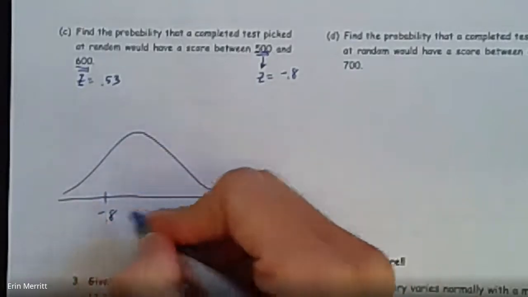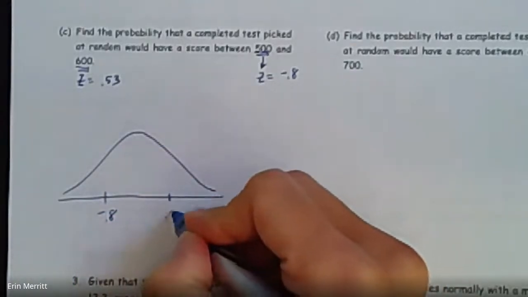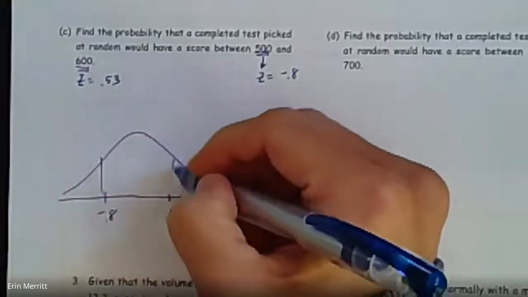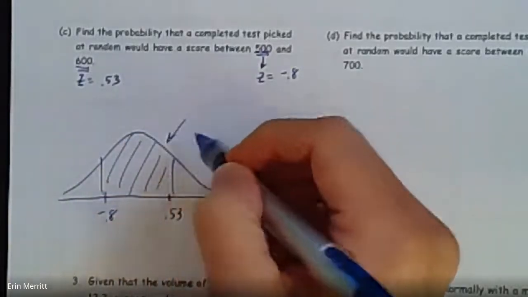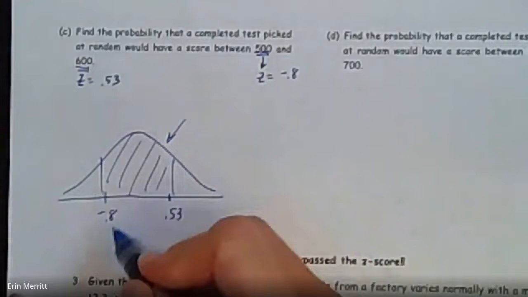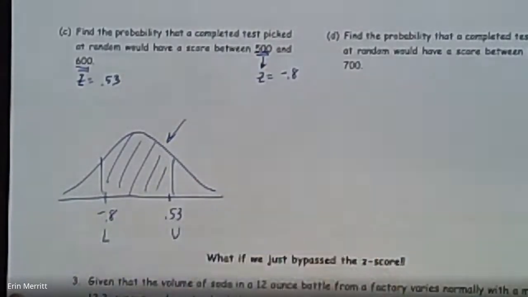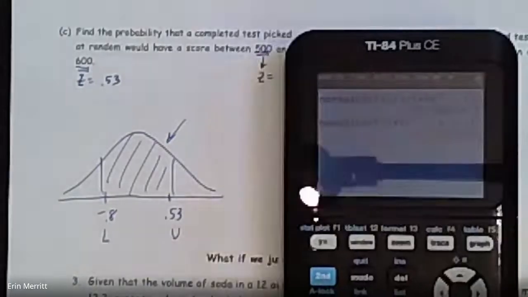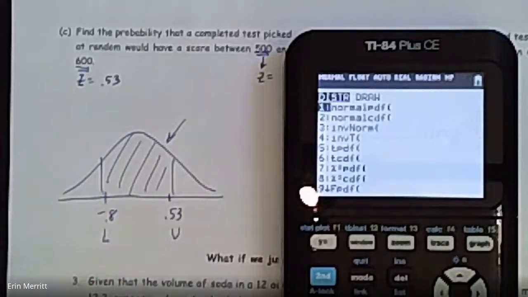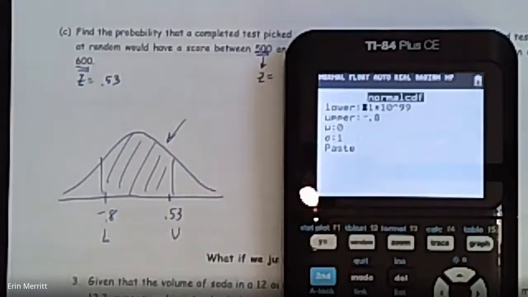So negative 0.8 and then positive 0.53. We want everybody in between here. So that means this is your lower bound. That's your upper bound. Your mean and your standard deviation stays 0 and 1. So we would do the normal CDF, and I can do that right here so that you can quickly see it. And then we would go from negative 0.8 to positive 0.53.